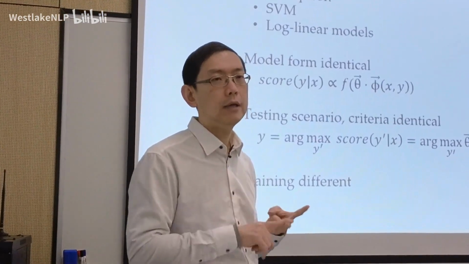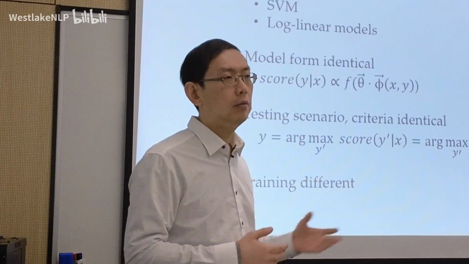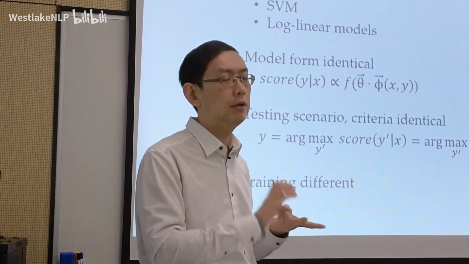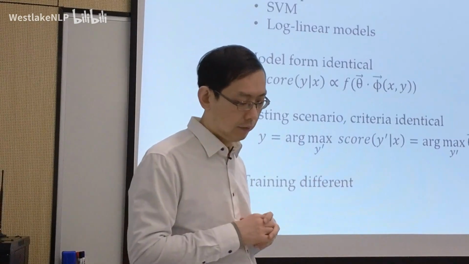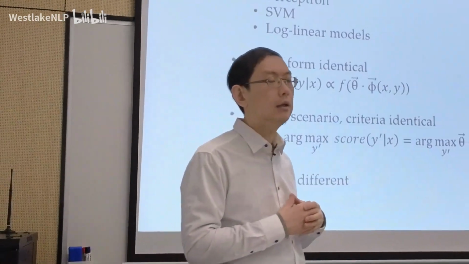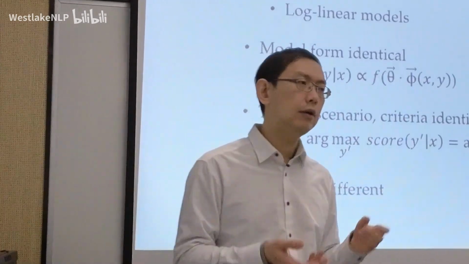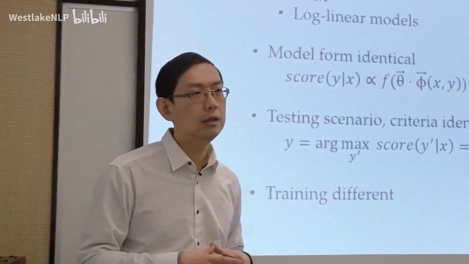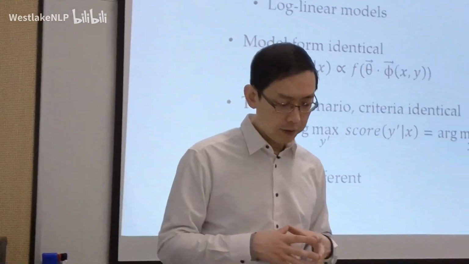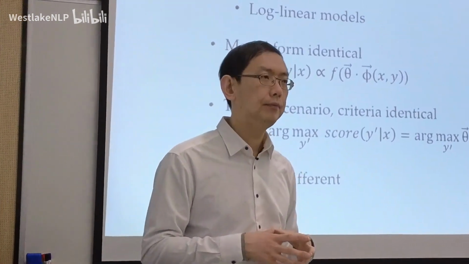For perceptron and SVM, this is the identity function, no activation. For log linear models, it's either sigmoid or softmax activation. So f of theta dot phi for all the models. For testing, they're all the same. You just enumerate all possible outputs, you calculate theta dot phi, and you select the highest score. This is for testing. Of course, for training, they are all similar, but different.